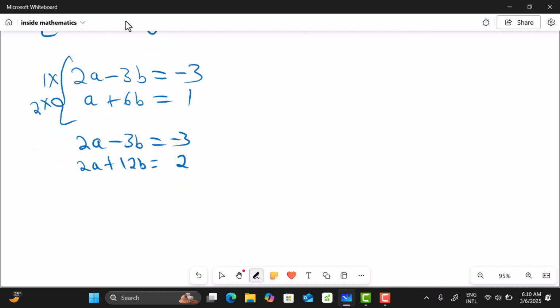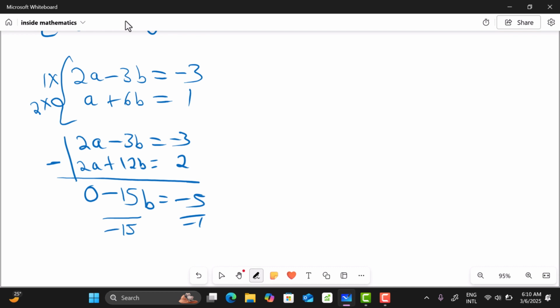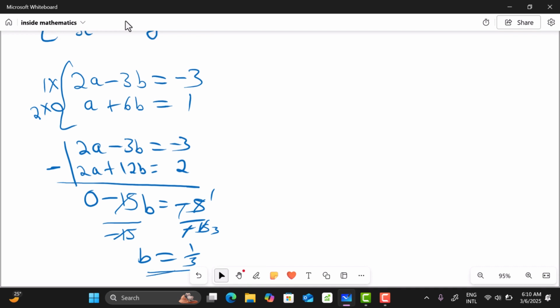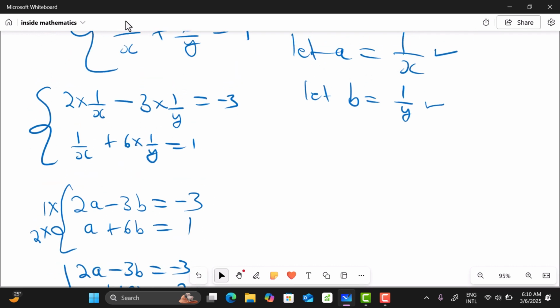If that is the case, then I get to apply elimination method. Subtract here, I get 0. Minus 3b minus 12b, I get minus 15b. Then minus 3 minus 2, I get minus 5. So here, minus 5 divided by minus 15. I cancel both sides, and I simplify 3. So b is 1 over 3. Of course.